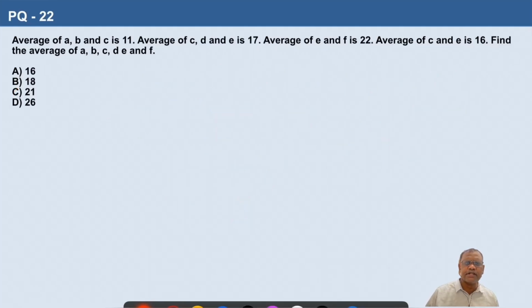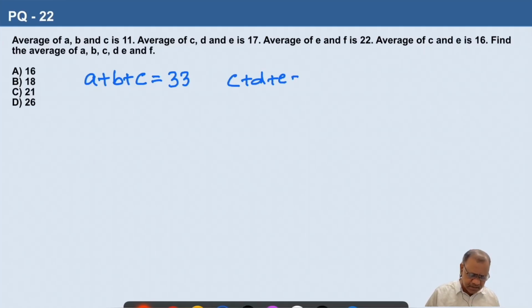Question number 22. The average of A, B and C is 11. So, what is the sum of A, B and C? The sum of A, B and C is 11 into 3, 33. The average of C, D and E is 17. The sum of C, D and E, 17 into 3, 51.